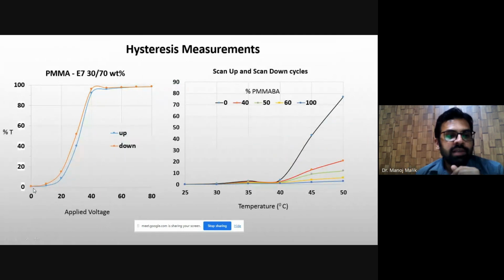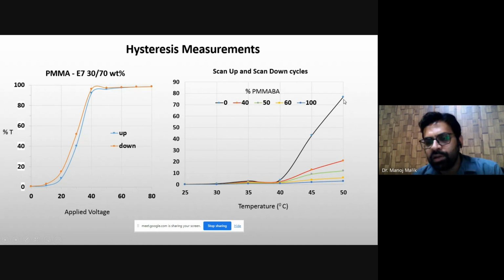Hysteresis measurement is a scan-up cycle: increasing the applied voltage, then decreasing it, and measuring the transmittance. We can see in the figure on the right side that this hysteresis gap is significantly reduced when we have the PMMA component added, the polymer PMMA with the liquid crystal E7.